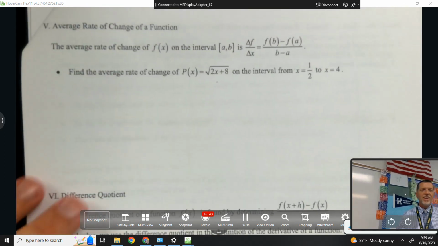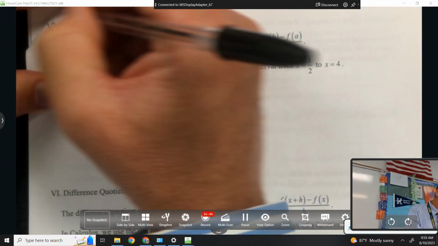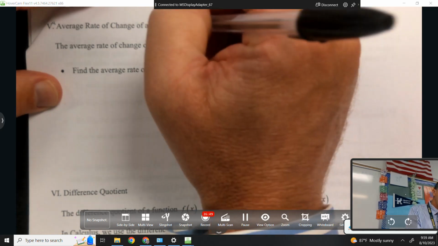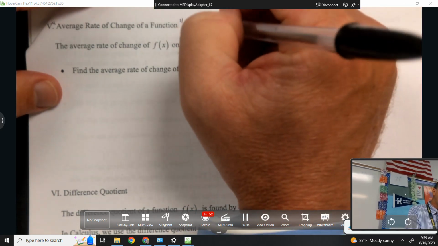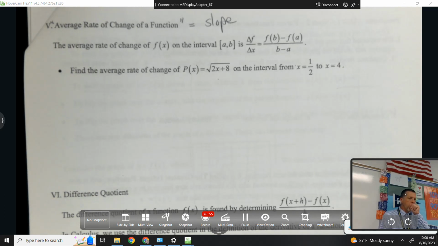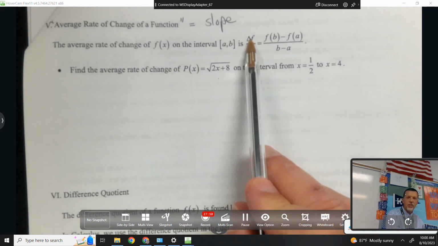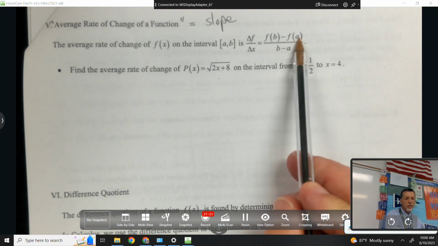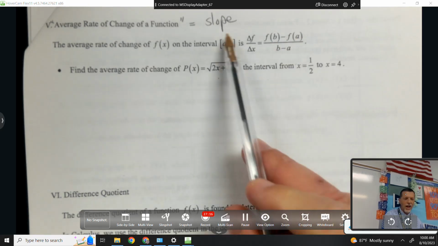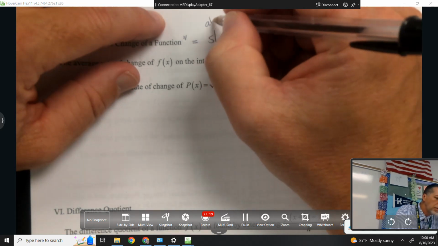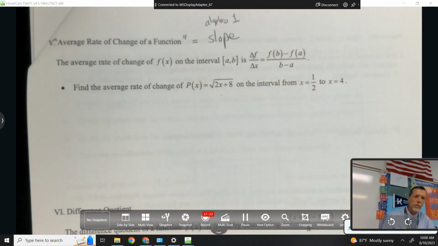Average rate of change. Have y'all used this term before? What's that? Slope. It's fancy talk for slope. But in pre-cal and calculus we start using average rate of change instead of slope, but it means exactly the same thing. So if it's new to you, it's a new term, not a new idea, because the idea is change in y over change in x. y2 minus y1 over x2 minus x1. It's just the good old algebra 1 slope formula. We've just put a fancier name on it. So average rate of change is the same thing as slope.